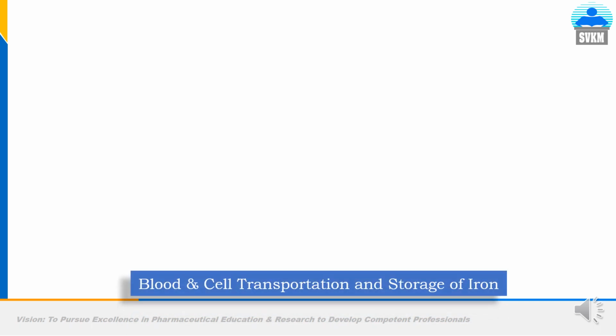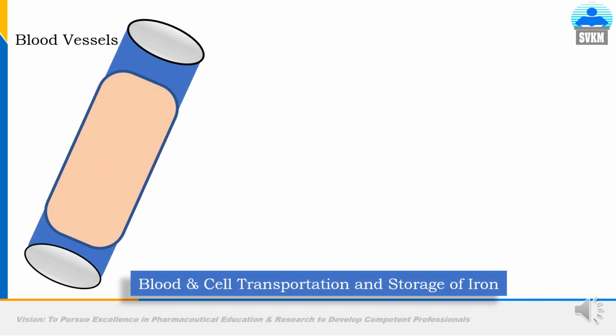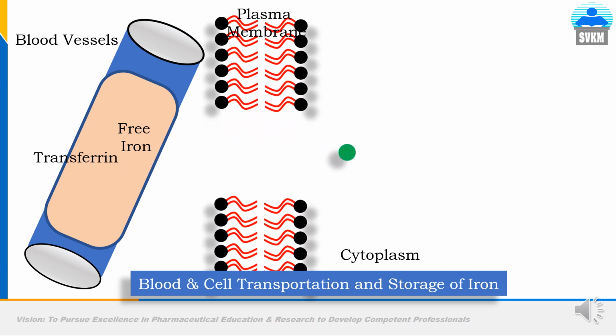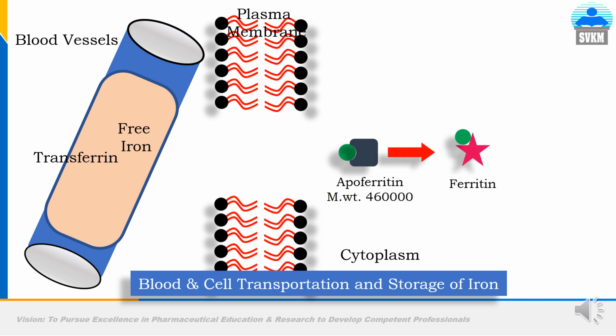Now the blood and cell transportation as well as storage of the iron. The blood vessels contain the transferrin. The transferrin releases the free iron, and this released free iron is transported to the plasma, crosses the plasma membrane and comes into the cell cytoplasm, where it combines with the apoferritin. So the apoferritin is nothing but a cluster of iron atoms, which is having the molecular weight near about 4,60,000, and this apoferritin is converted into the ferritin, which is considered as a storage iron.